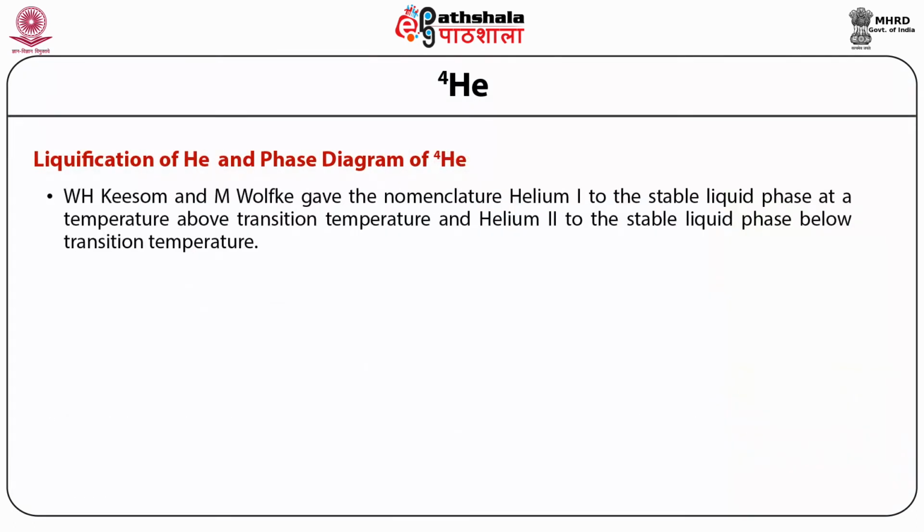W. H. Keesom and M. Wolfke gave the nomenclature helium-1 to the stable liquid phase at a temperature above transition temperature and helium-2 to the stable liquid phase below transition temperature.